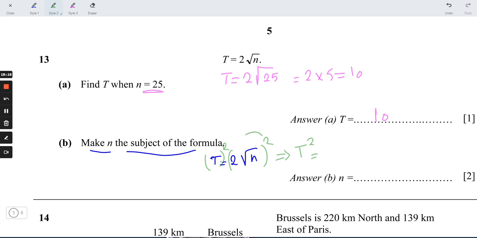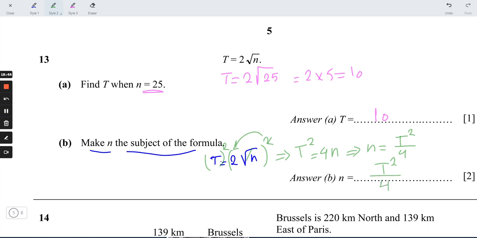equals, now 2 to the power of 2 is 4, and 2 times 2 is 4. The square root here with the power 2, they will cancel each other. We will get n. Dividing both sides by 4 we get n equals t to the power of 2 over 4. So our answer here, n equals t to the power of 2 divided by 4.